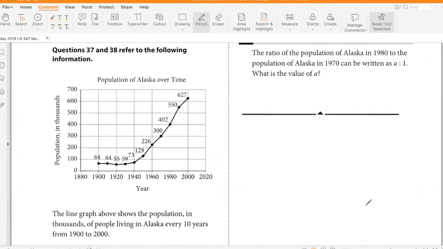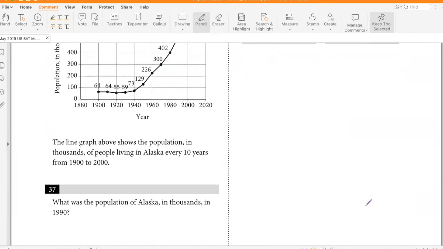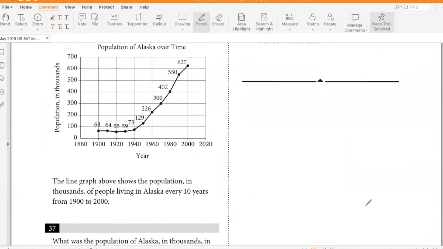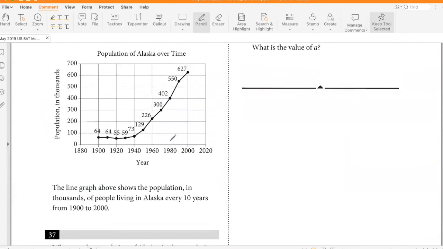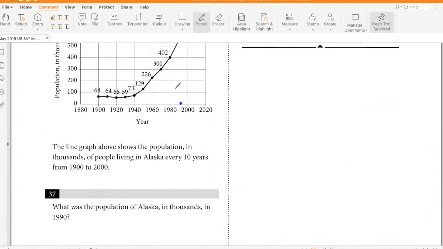The line graph above shows the population in thousands of people living in Alaska every 10 years from 1900 to 2000. What was the population of Alaska in thousands in 1990? Okay, 1990 is right here, so that would be 550.